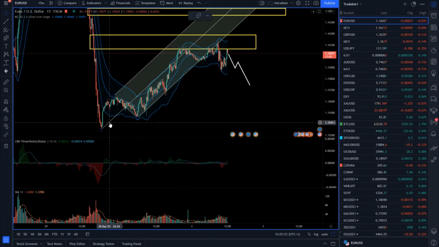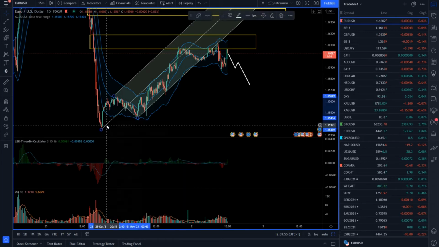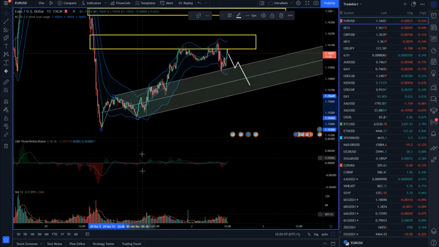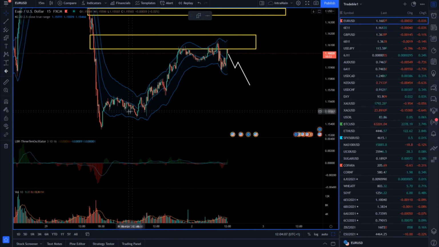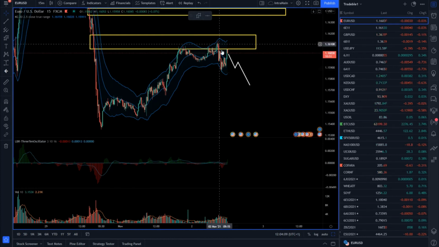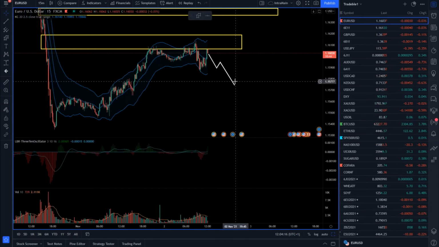Even if I do a shift version, we broke that and now we're backing. So in terms of the pitchfork work, we broke the original pitchfork, we broke this channel, and we got a lower low. We basically got a double top, and we sold off on bigger volume.